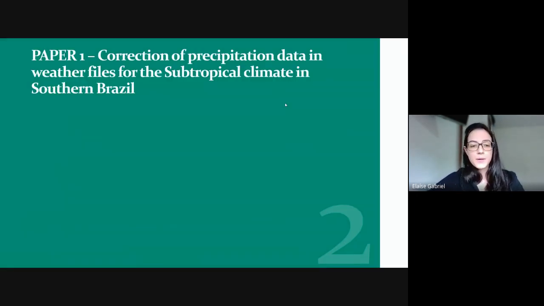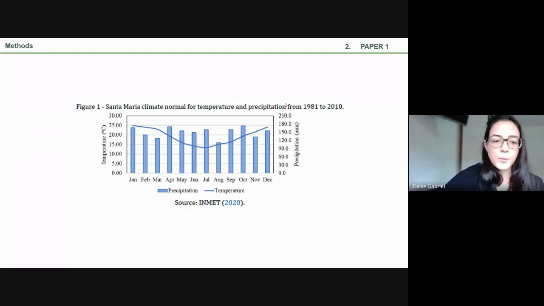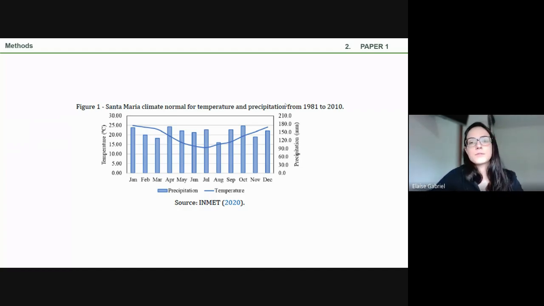So the first paper is already published and is entitled "The Correction of Precipitation Data in Weather Files for the Subtropical Climate in Southern Brazil." So this paper is published in the Sociedade de Natureza journal. It was published earlier this year. And before this paper, we had a few weather files available for the city of Santa Maria. And the most recent one was built in 2014, and presented inconsistencies regarding the precipitation data.